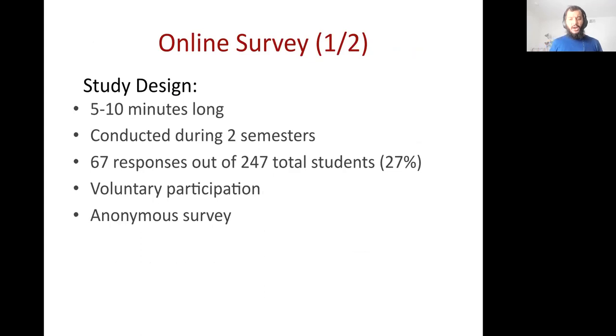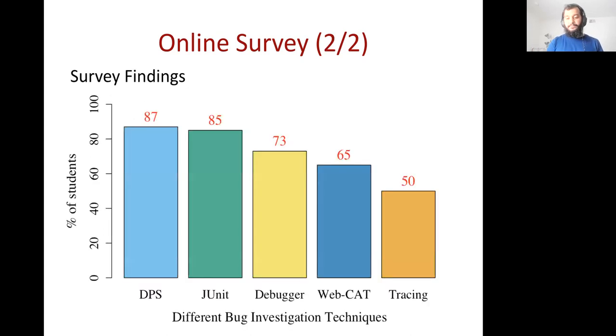To see if our interview findings are reflected in a wider population, we devised a 5 to 10 minutes long online survey. The survey was conducted during 2 semesters. We collected 67 responses from a total of 247 students from these 2 semesters. The surveys were both voluntary and anonymous.